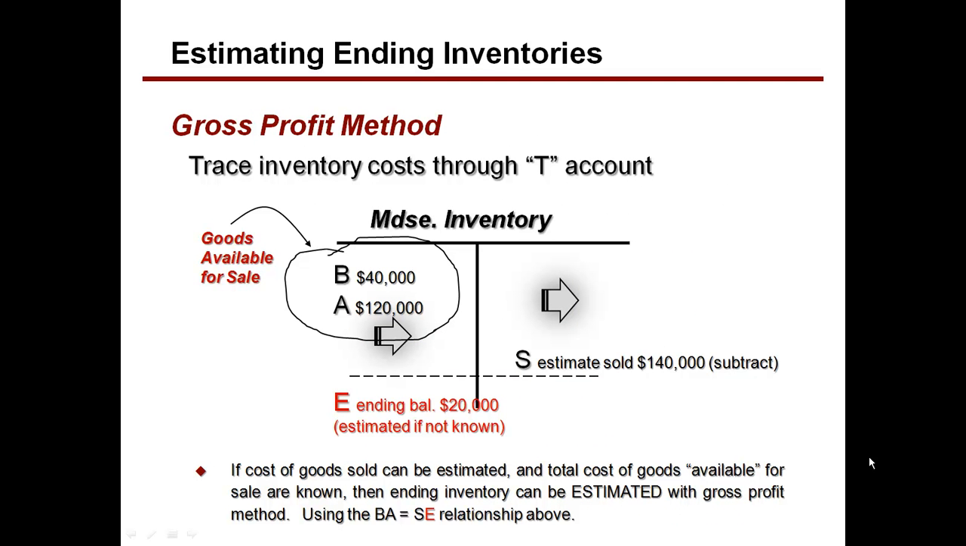Again, just a graphic of that illustration. We must know the total goods available for sale, the 40 plus 120, or total of $160,000. We must be in a position to estimate our cost of goods sold of $140,000. And if we can estimate that, we can estimate our ending inventory of $20,000, because the ending inventory plus the estimate of cost of goods sold must equal the total cost of goods available for sale of $160,000.